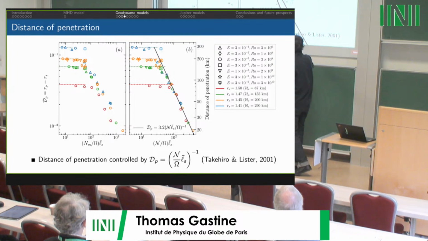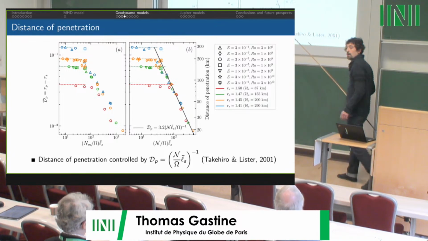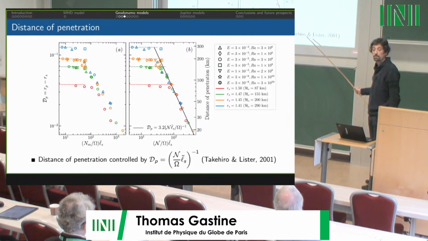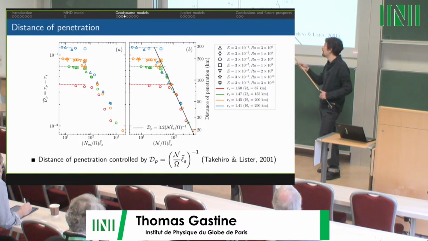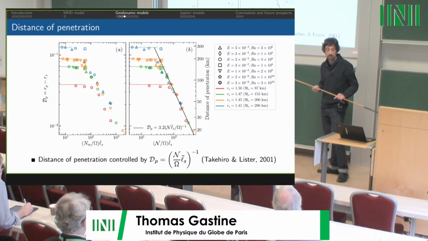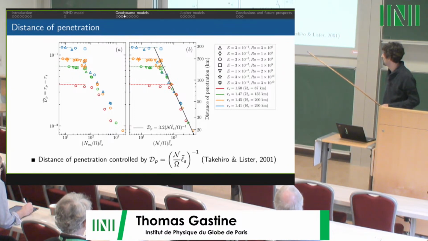And on the dashed line, you see a very good agreement with Takehiro and Lister, which means that the linear theory put forward by Takehiro and Lister on convective penetration is well satisfied in this nonlinear calculation. And so it means also that the magnetic field here has little influence on the distance of penetration of the convective eddies.